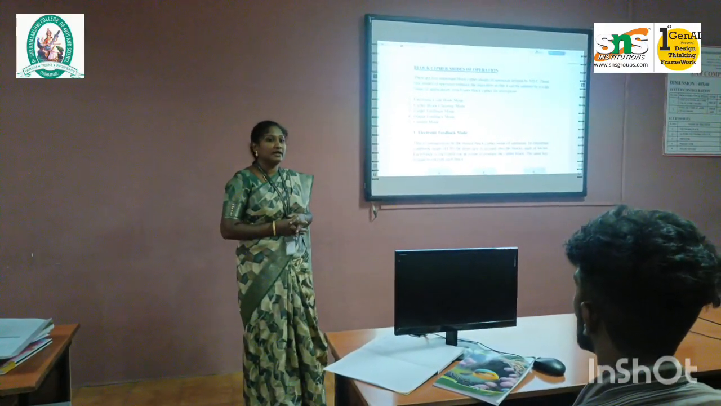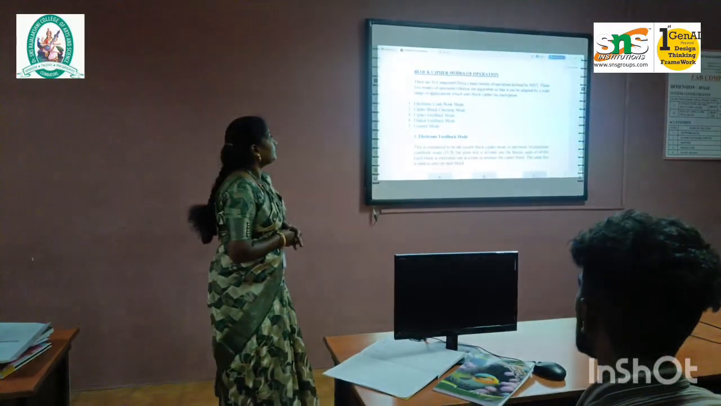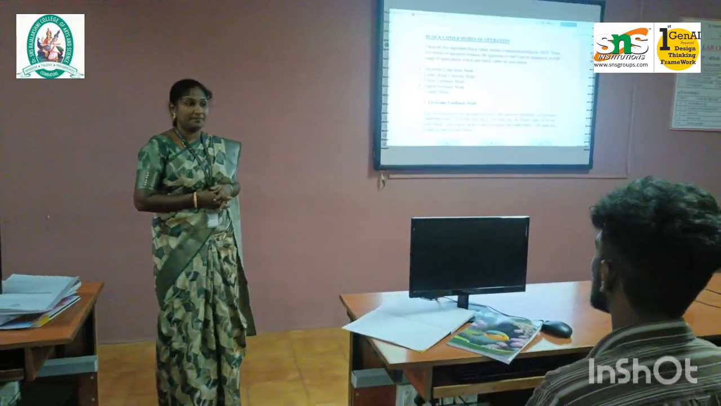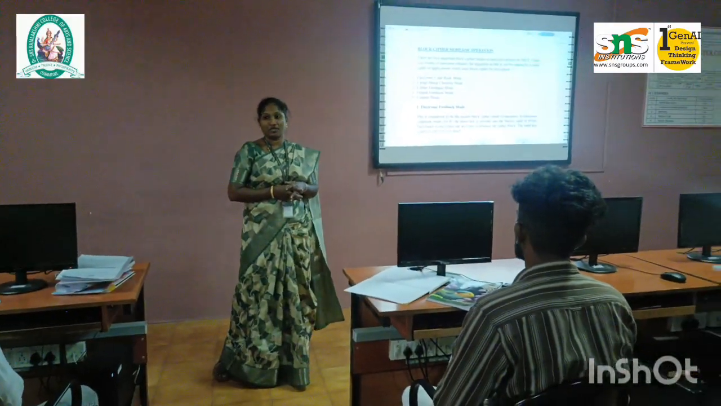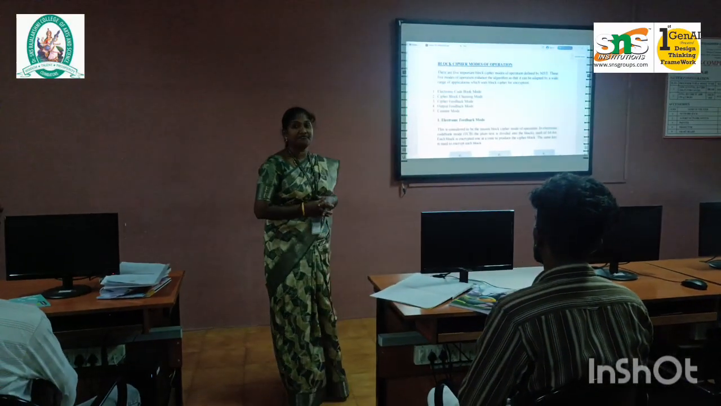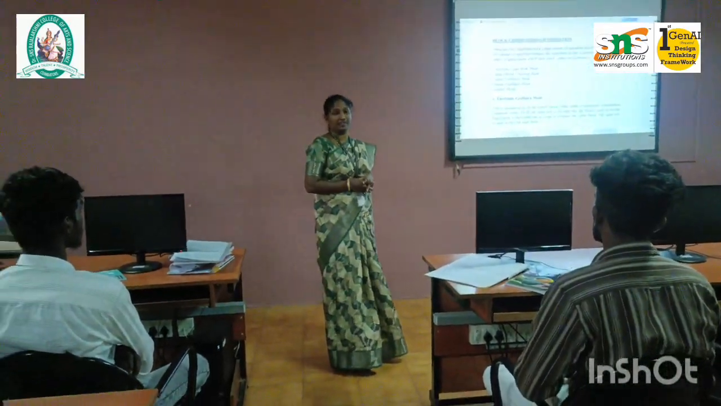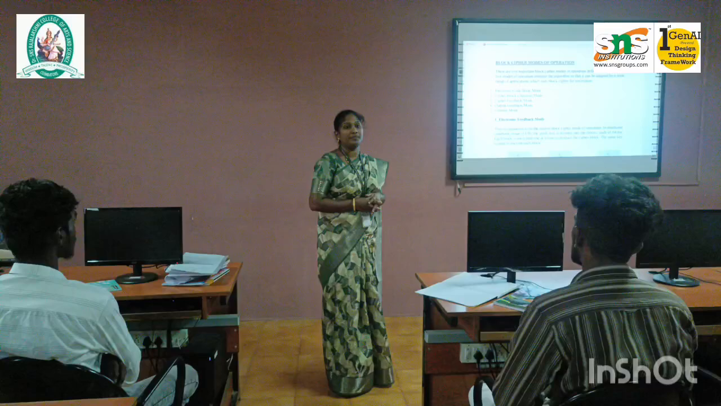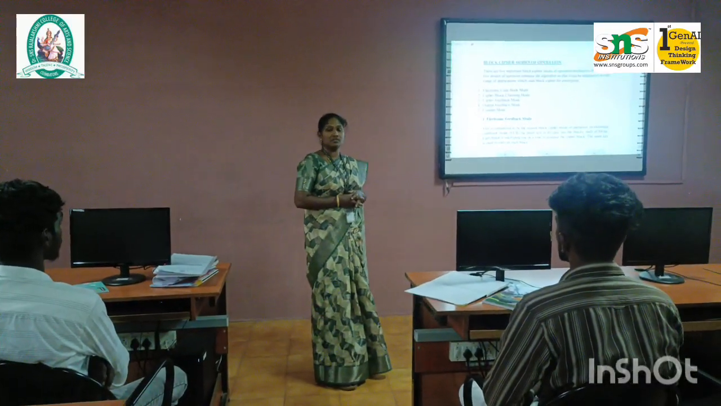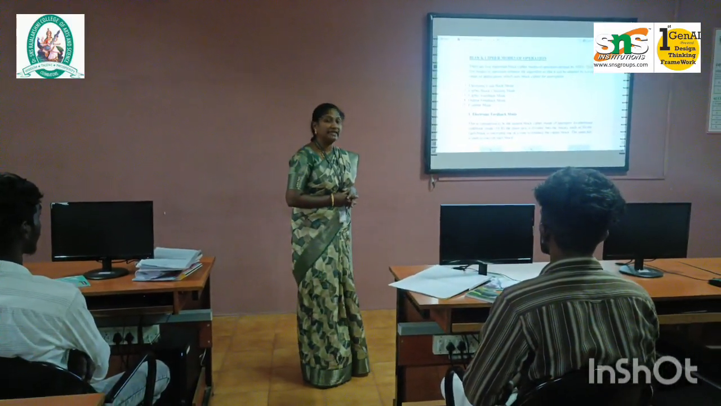One is electronic codebook, simply known as ECB. The second one is cipher block chaining. Third one is cipher feedback. Fourth one is output feedback. The fifth mode of operation is counter mode. So now we are going to see them one by one in detail.